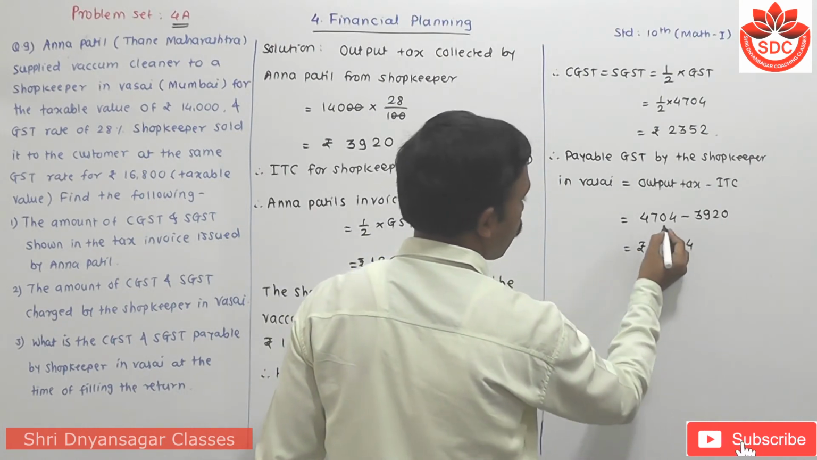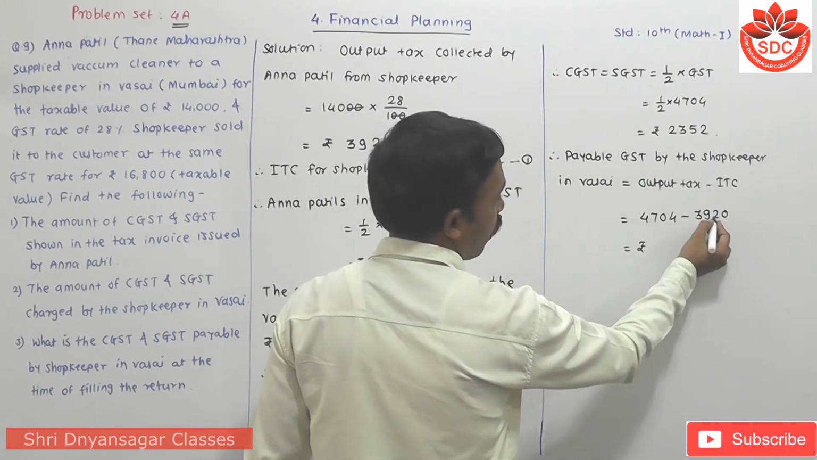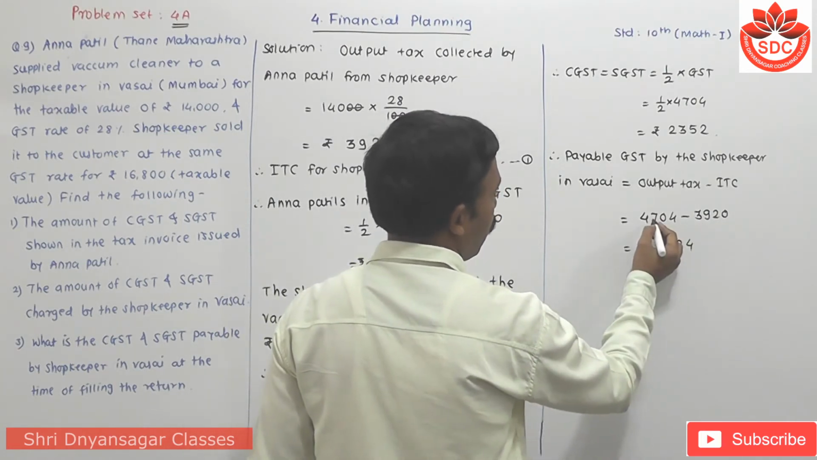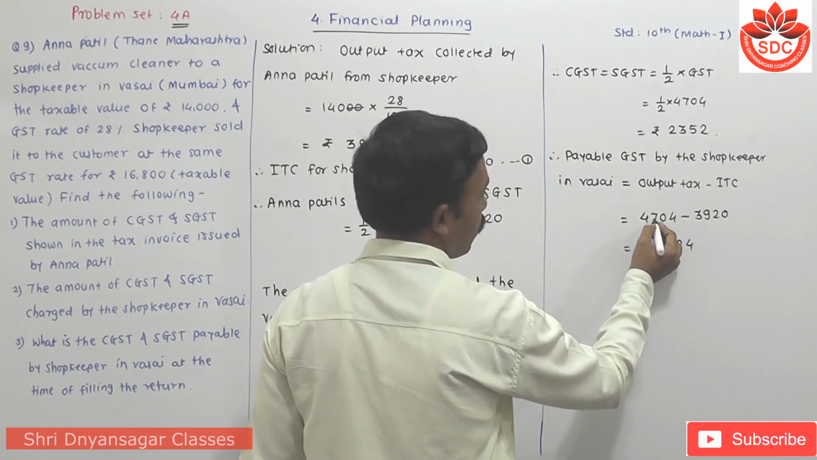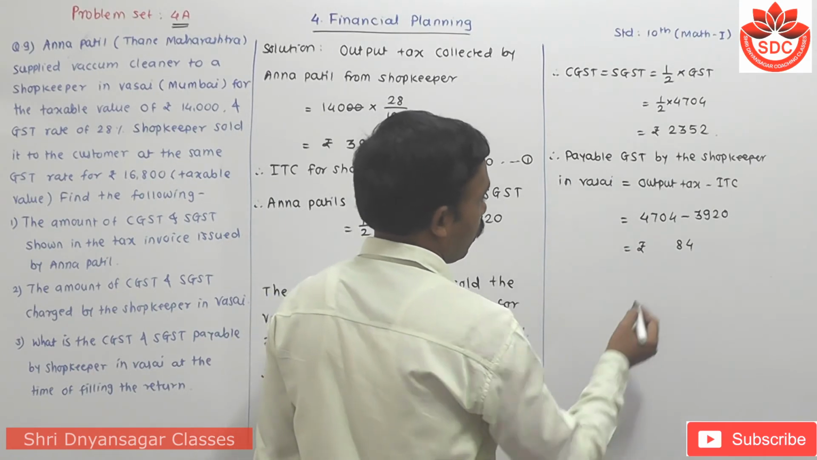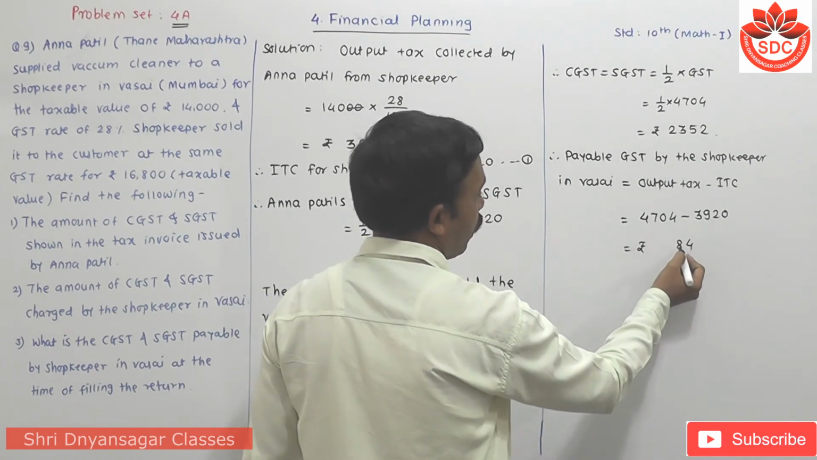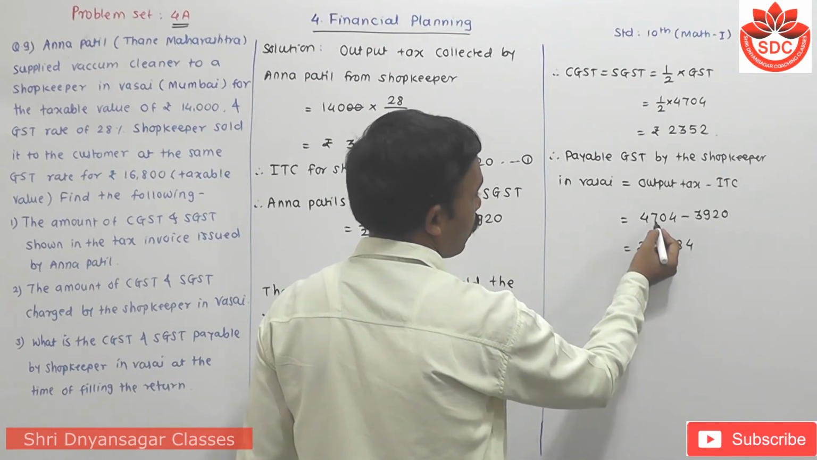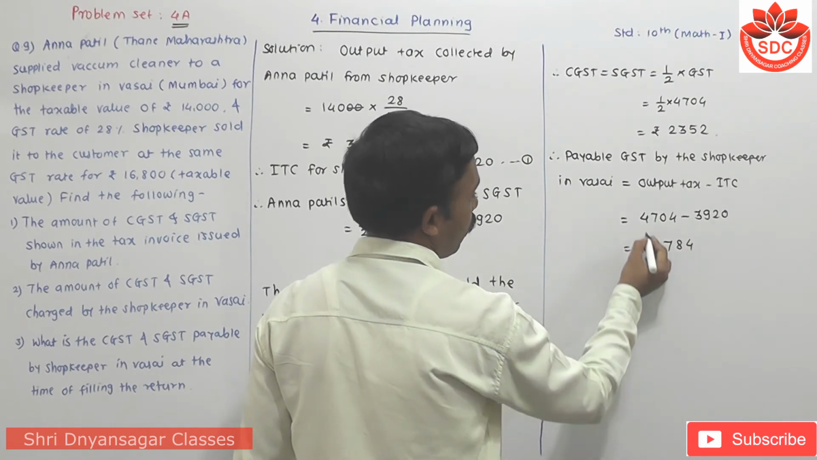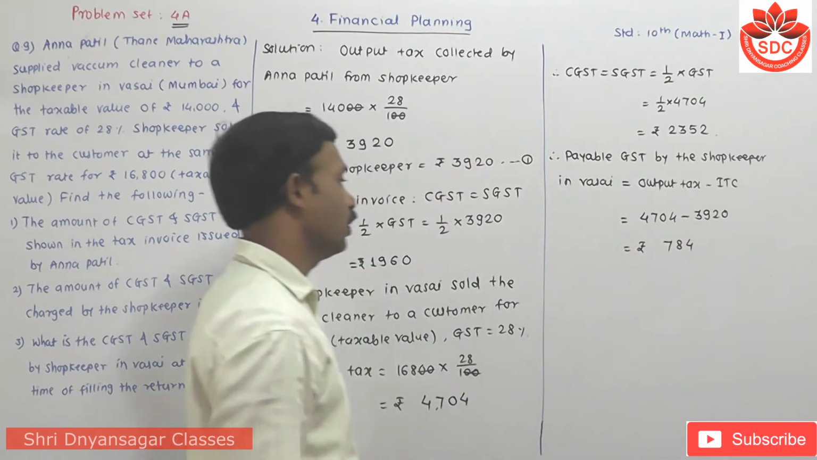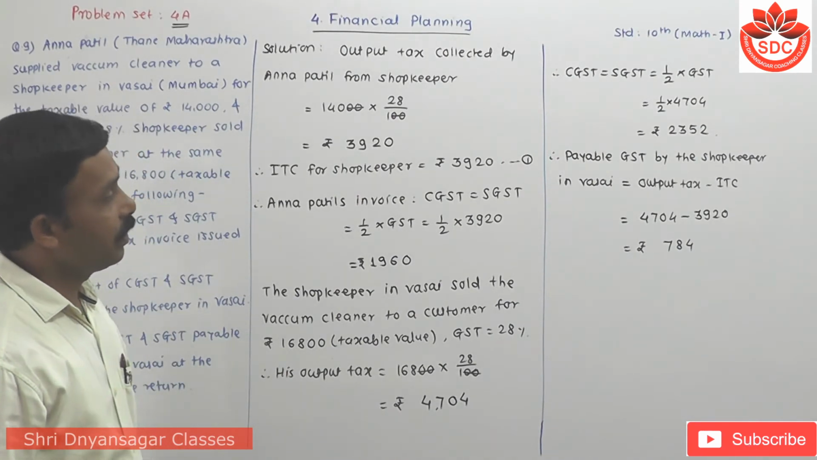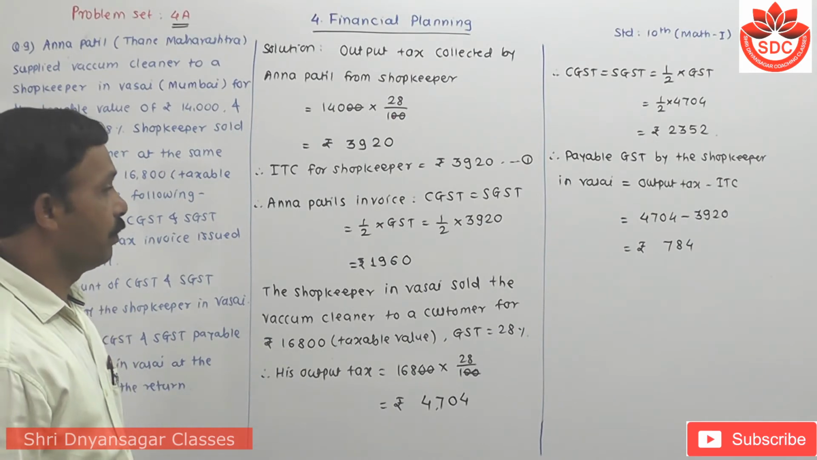Here is 4 as it is. Then this 10 minus 2 becomes here 8. Then here is 6, means that 16 minus this 9 becomes 7. Then 3 minus 3 becomes how much? 0. Means that this is 784, the payable GST by the shopkeeper.